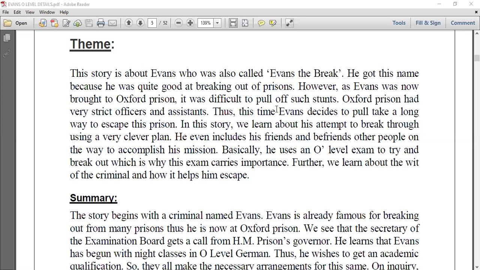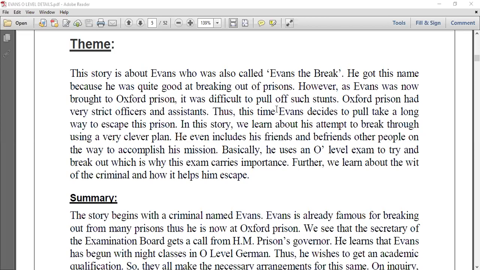So it was difficult to pull off such stunts, in the sense that in that particular prison he was unable to do that. He could not do that. Oxford prison had very strict officers and assistants. That's why I already told you, he was shifted to that particular prison because he had already escaped thrice from jail. That's why he was known as he wants to break.